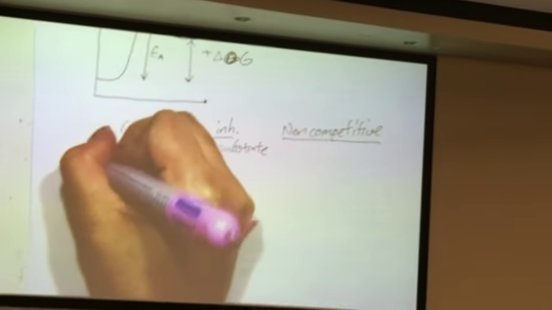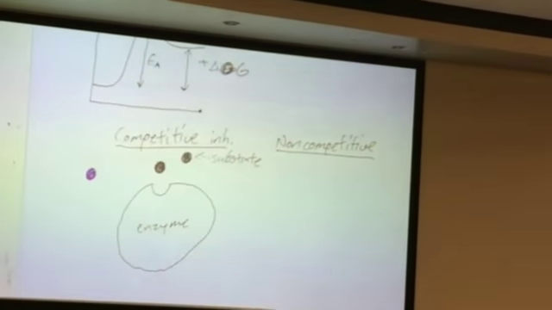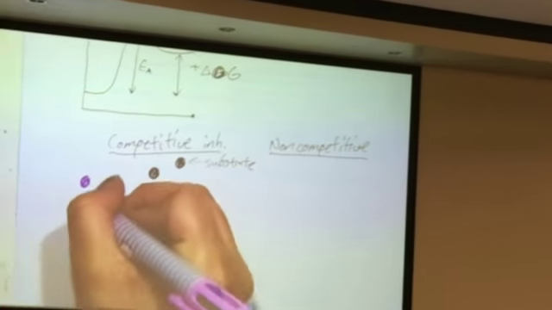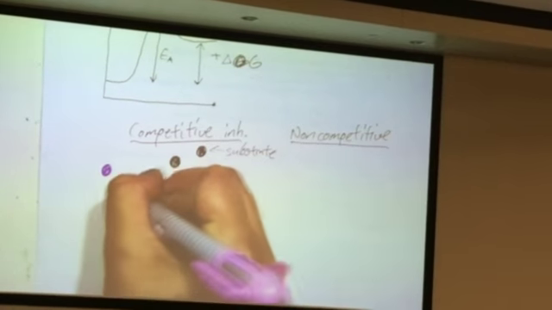So those are the substrate molecules. Okay. So I'm gonna draw these guys, which are purple. And these are inhibitors.